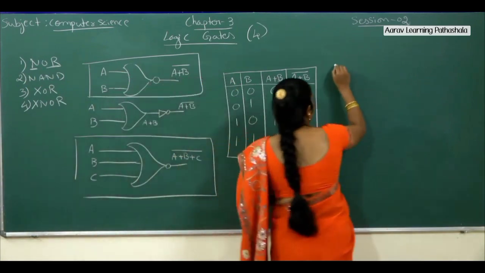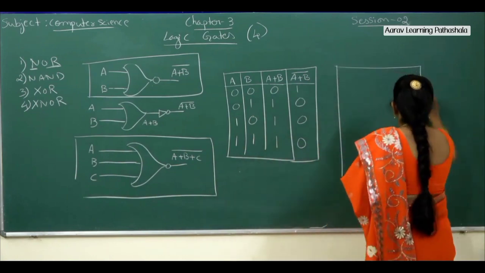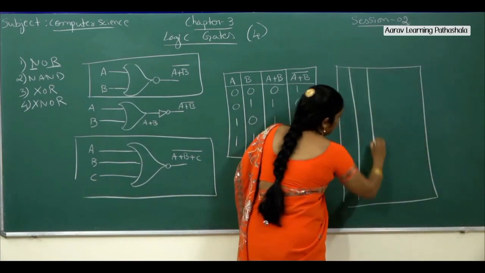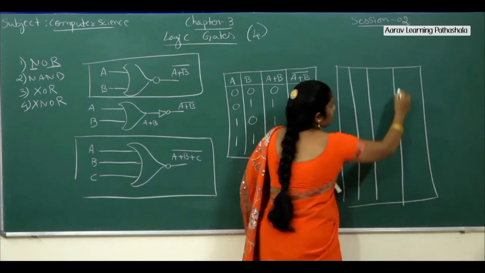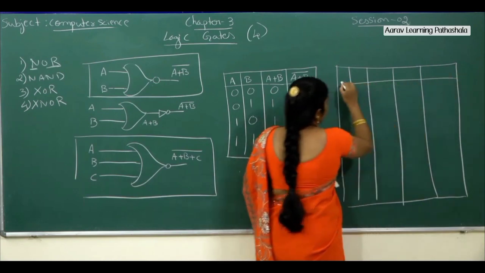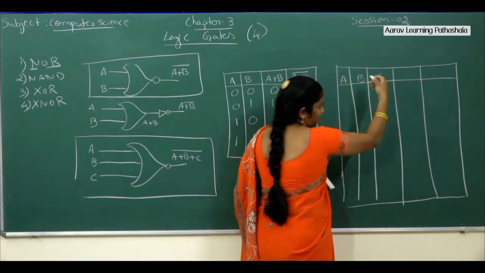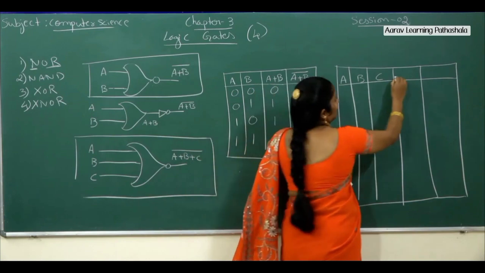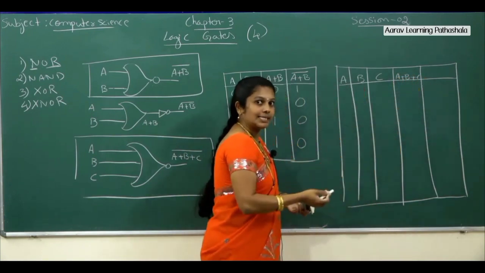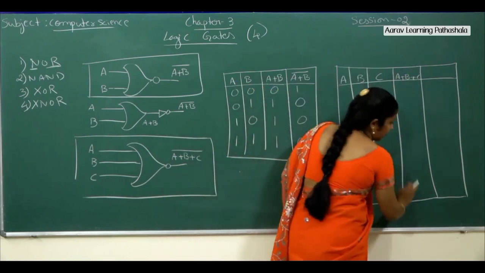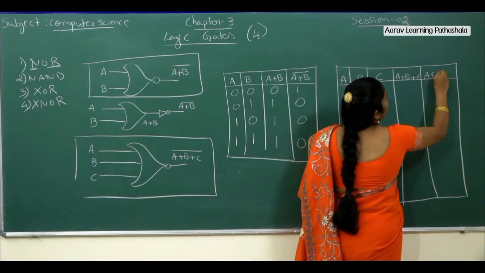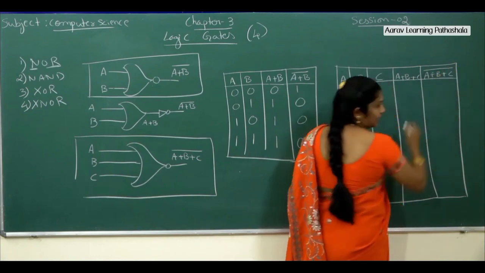For 3 variables, how to write? Same pattern as in the previous case. A, B, C. Then take down one more output here. First A, B, C. To represent the output, first find out A plus B plus C. Then just negate that. Reverse whatever output we have got, negate it. Then A plus B plus C whole part.